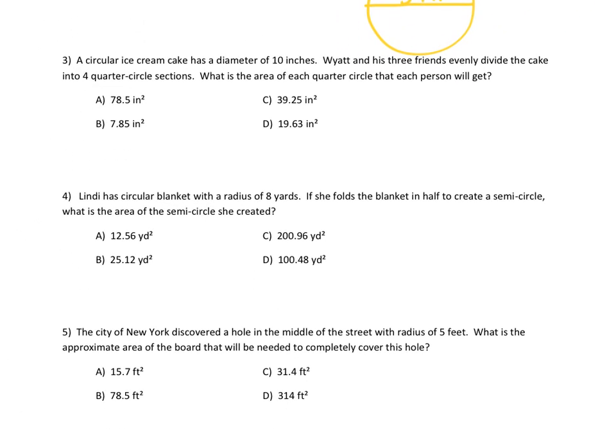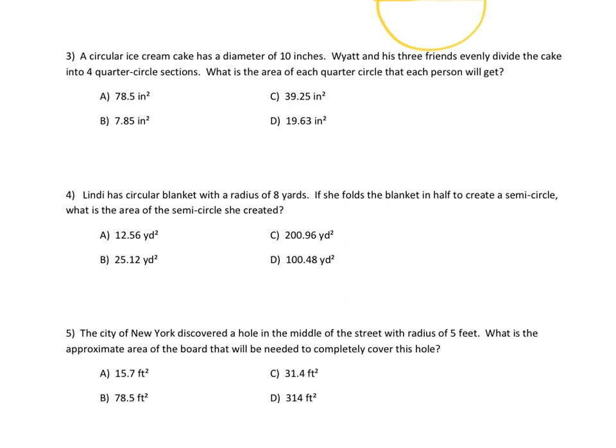Number 3. A circular ice cream cake has a diameter of 10 inches. Wyatt and his 3 friends evenly divided the cake into 4 quarter sections. What is the area of each quarter circle? Okay, so we didn't put that formula on our formula chart, but I am going to highlight this because that's important. We need to label that. They divide it into 4 quarter sections. What is the area of each quarter section?